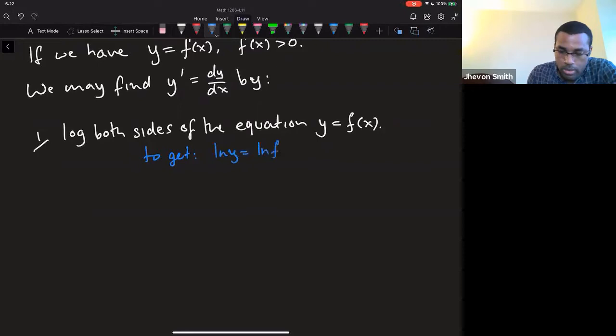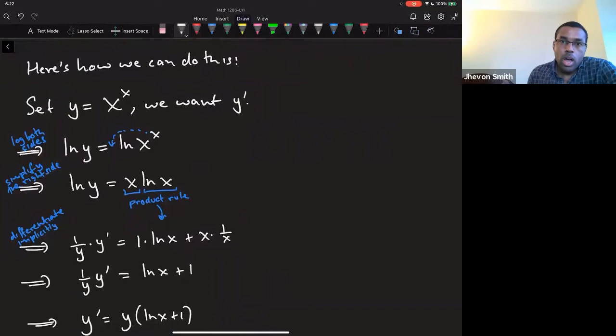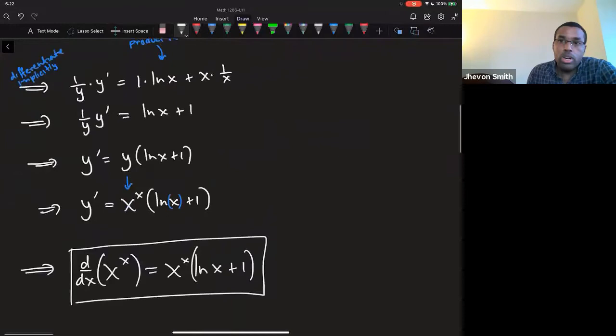The second thing you would do is simplify the right side using log properties to help. Right, which is what I did up here. I logged x to the x, I get ln of x to the x. I can then use a log property to simplify that, get rid of the exponent that was causing me trouble.